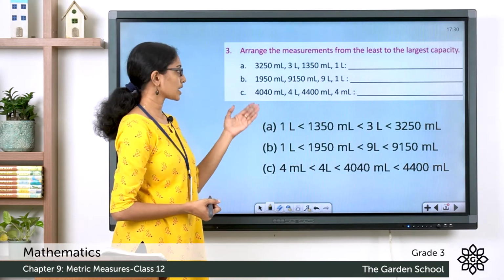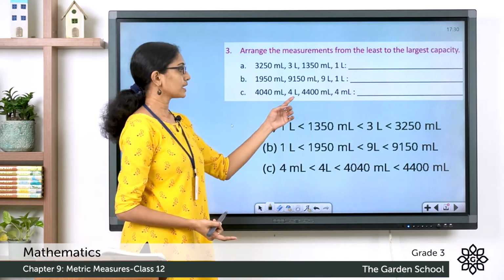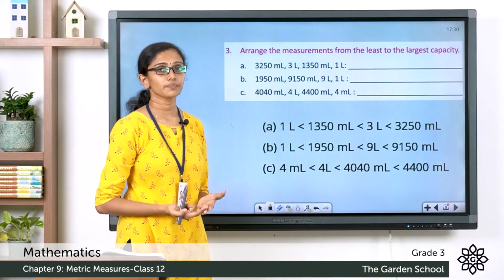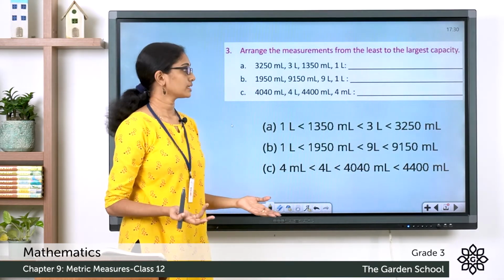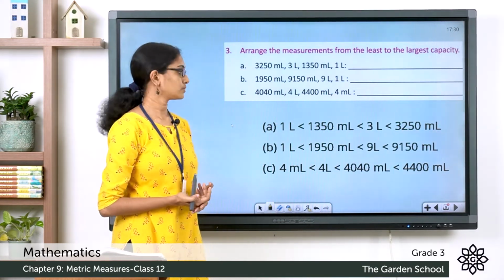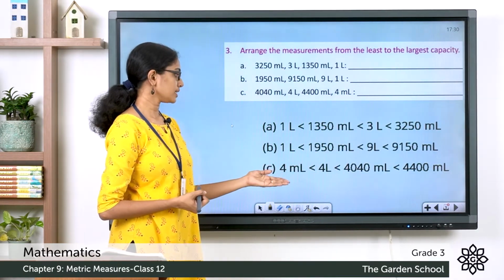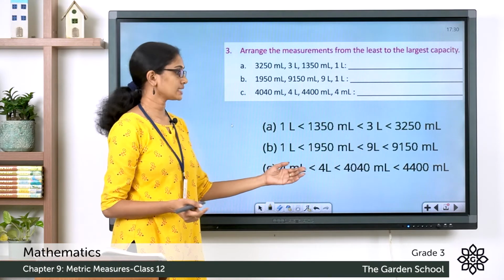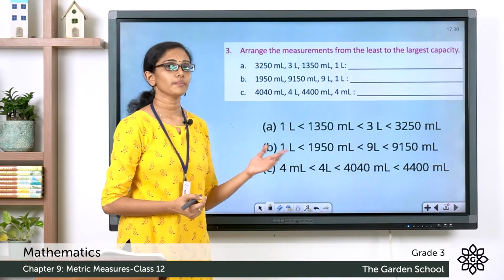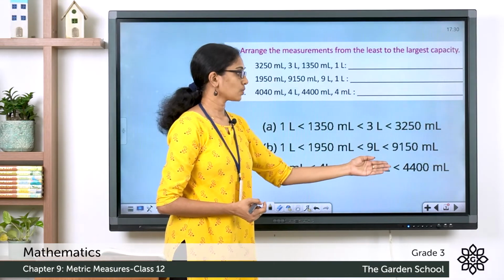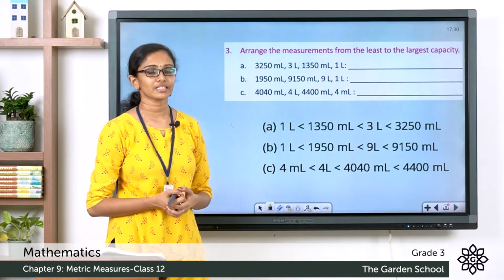Now the next one, here you have 4040 milliliters, 4 liters, which is equal to 4000 milliliters, then 4400 milliliters, then 4 milliliters. So when you arrange them in the correct ascending order, you have it as 4 milliliters less than 4 liters less than 4040 milliliters less than 4400 milliliters. So I hope you are clear with these questions.